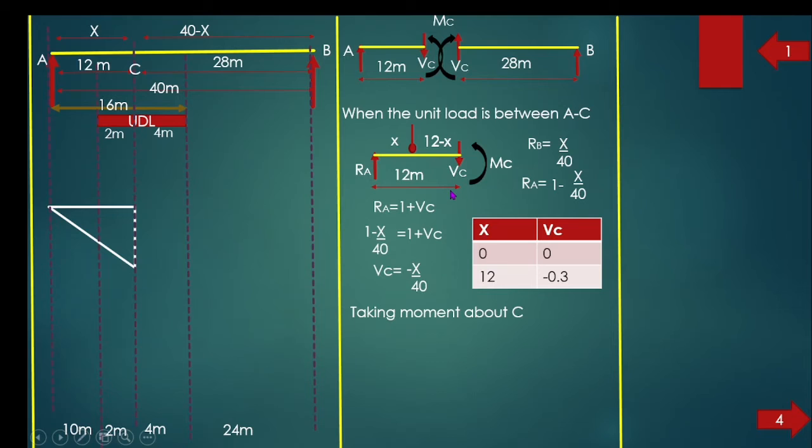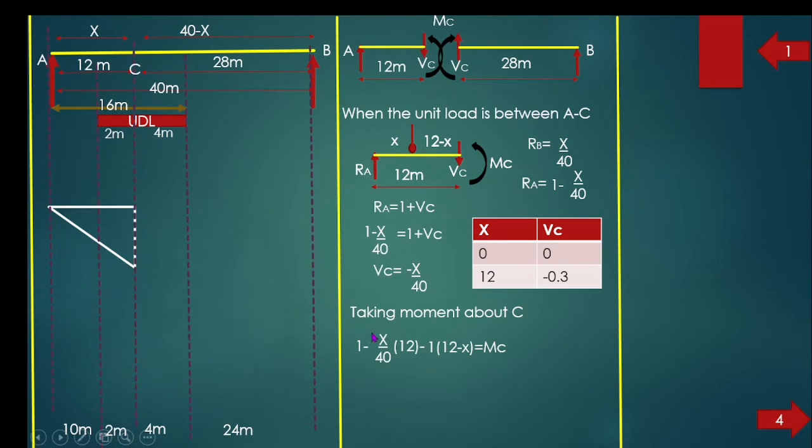Then, taking moment about C. We know that moment equals force times the perpendicular distance. If we take moment about C, the clockwise moment equals the anticlockwise moment. We take the reaction at A and multiply it by the distance, 12 meters. Then we have the downward force here, which is negative because it is opposite, and the distance between that unit load and the point C is 12 minus x. So this will be equal to the moment at C.